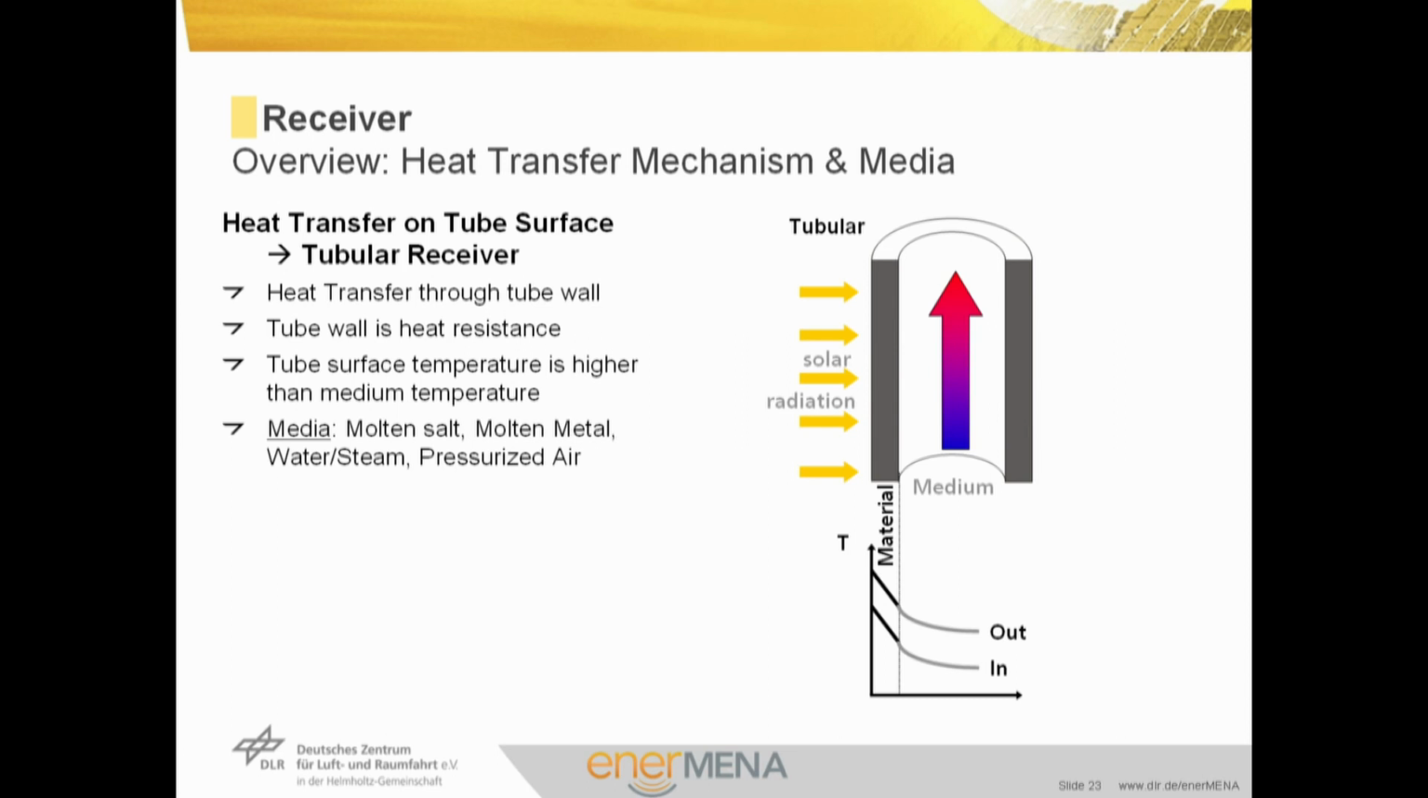The tube wall is a heat resistance, so we have got a temperature difference over the wall thickness. That means that the outer tube wall is always hotter than the medium inside the tube. This means we have got radiation to the ambient, which may be higher than in other concepts. It is also beneficial to have a fluid with good convective heat transfer properties, for example, molten salt or even liquid metals to lower the tube temperature, because this reduces thermal radiation and increases receiver lifetime.